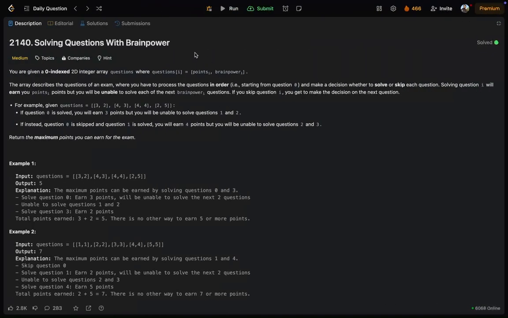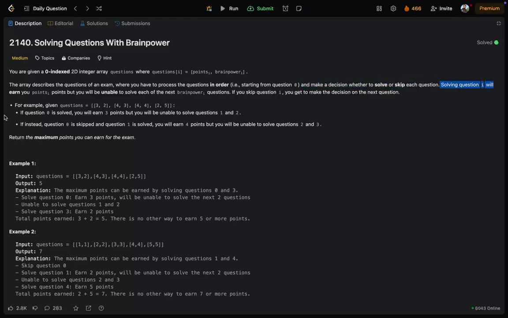Here we go. We have a question: solving questions with brain power. You are given a 0-indexed 2D array questions where questions[i] denotes points and brain power. The array describes the questions of an exam where you have to process the questions in order and make a decision whether to solve or skip the question.